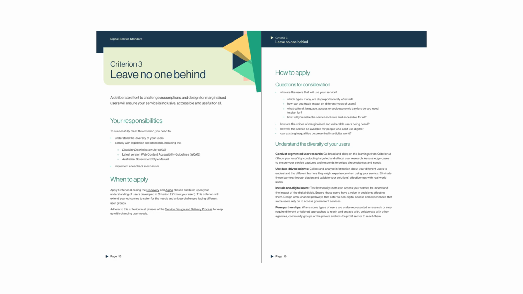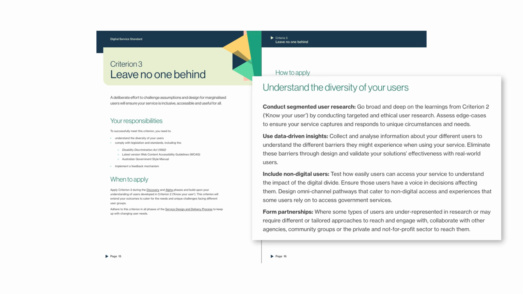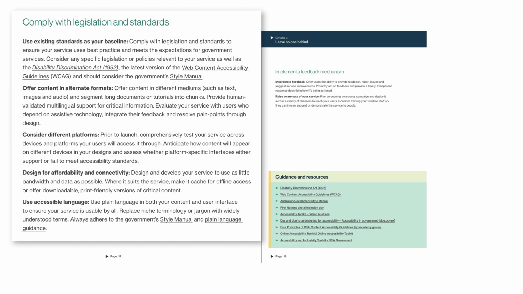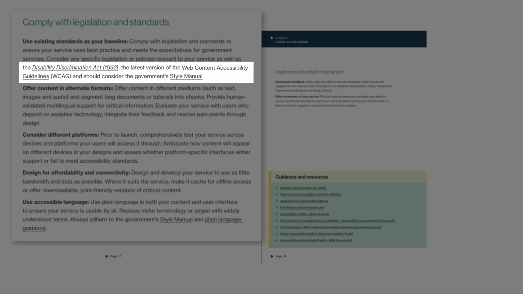Criteria 3, leave no one behind. Understand the diversity of your users. Think back to criterion 2, who are you designing for? You need to build a service which complies with the Disability Discrimination Act, the latest version of WCAG, and the Australian Government Style Guide. You may have designed and built a service with WCAG which is technically accessible, but this doesn't mean practically usable for a screen reader user.